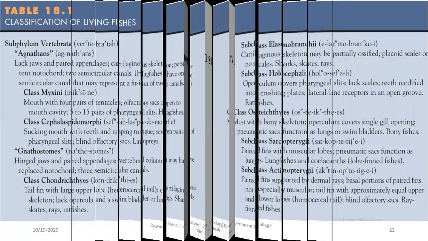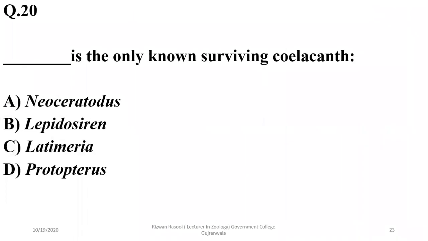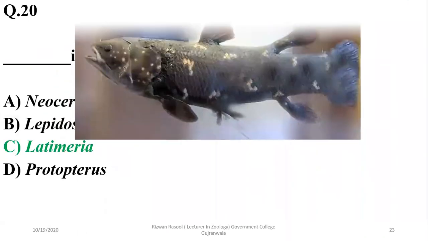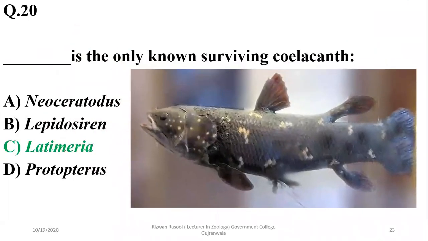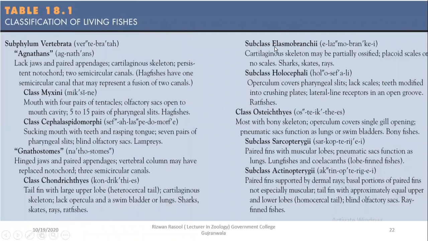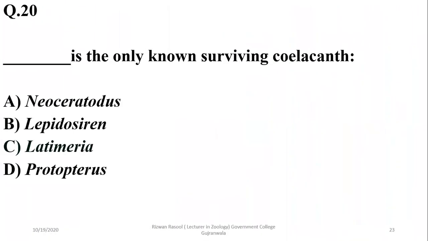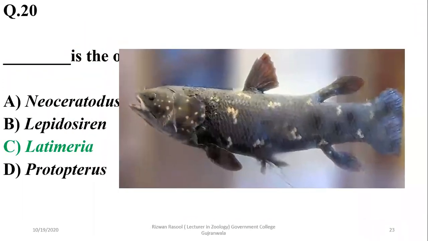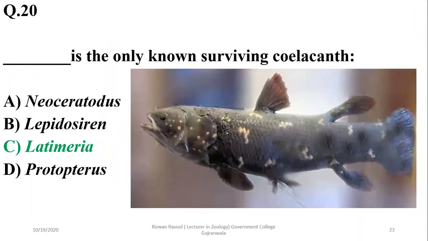Number 20. This is the only known surviving coelacanth, and that is the Latimeria species. It is the only known coelacanth species, which is classified with the lungfishes over here, as you can see. Coelacanths are lobe fin fishes, and there is only one known species, that is Latimeria. The other members are Actinopterygii.